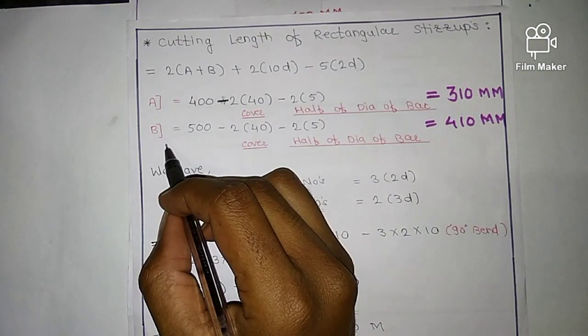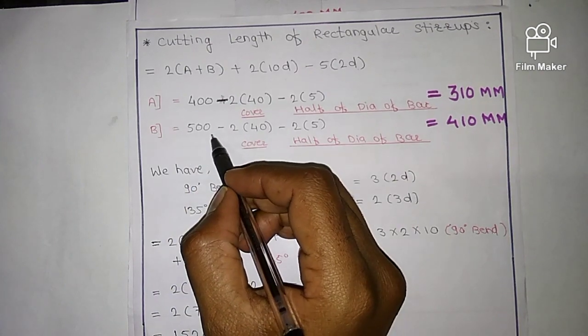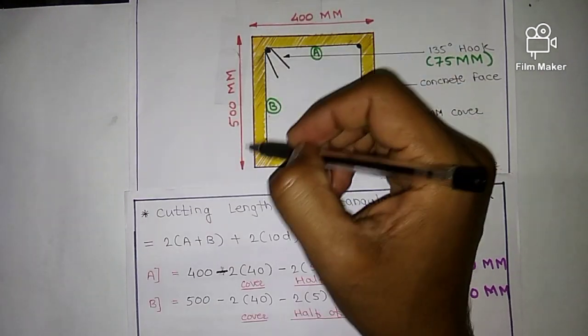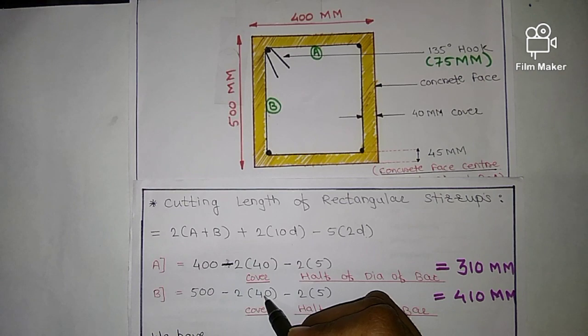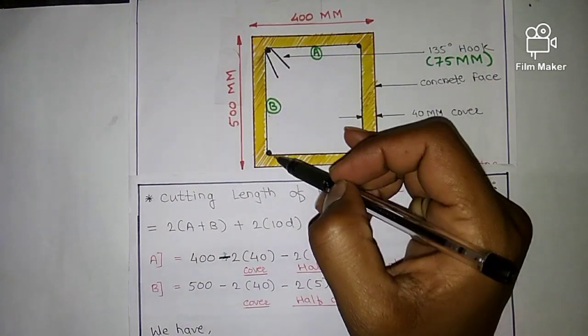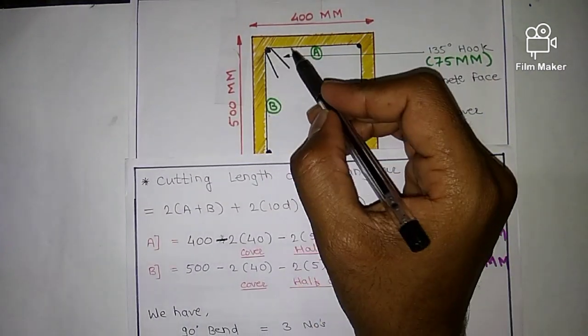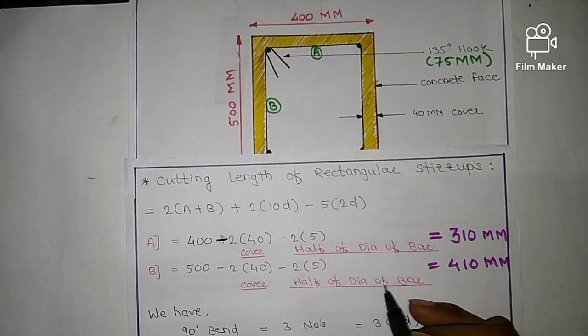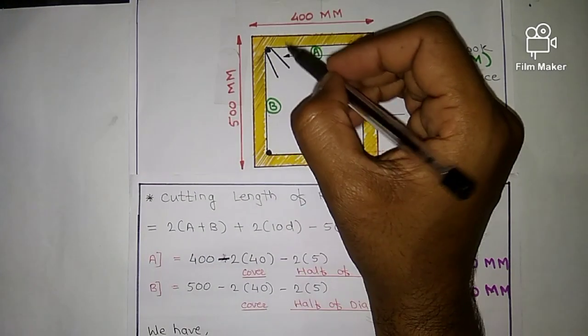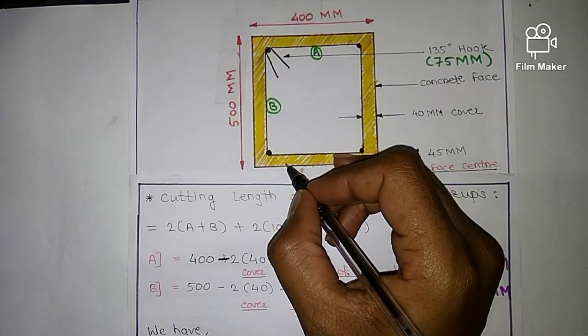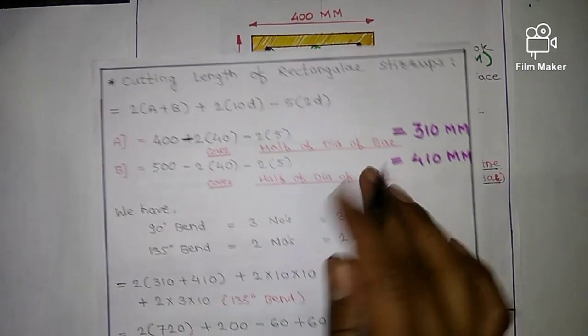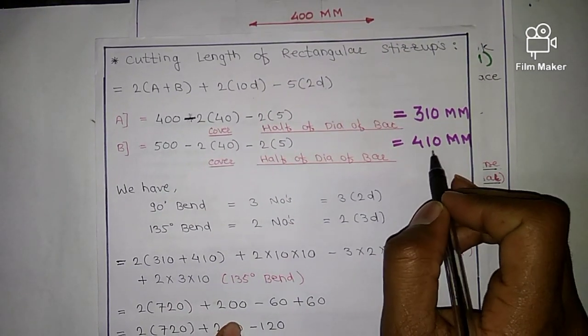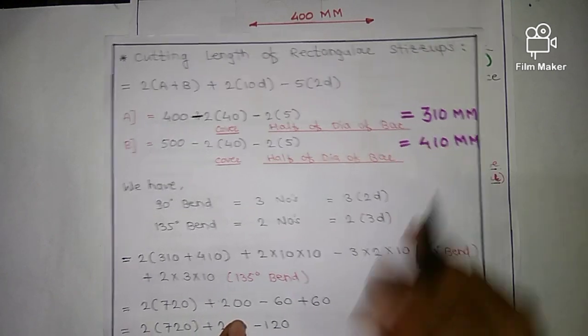And now find the b value, that is 500 minus 2 times of 40, that is 40 from this side and 40 from this side, minus 2 times of half of the diameter of the bar, that is 5 from this side and 5 from this side. So the answer is 410 mm.